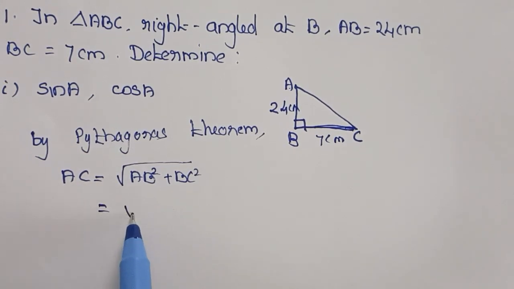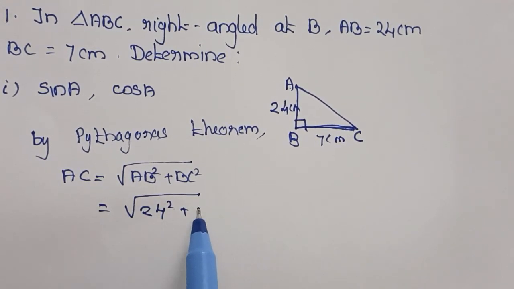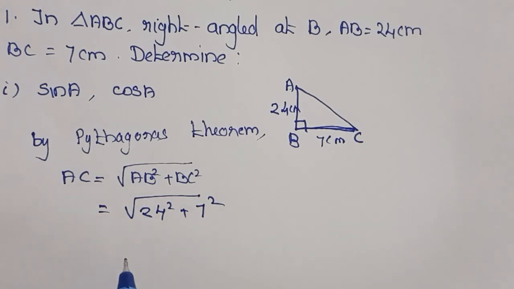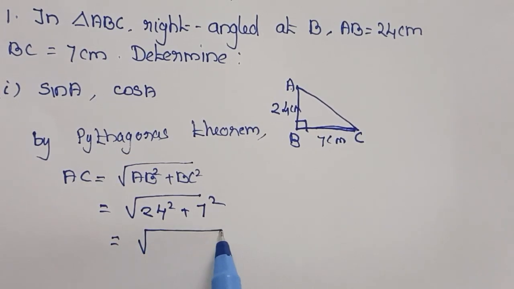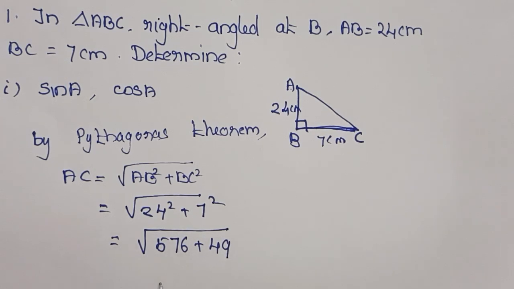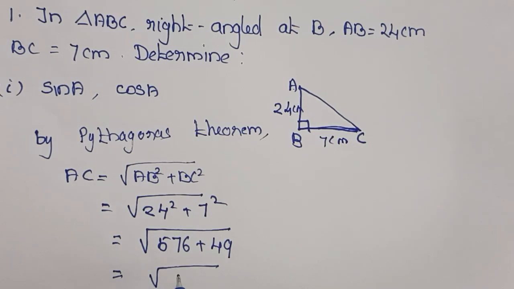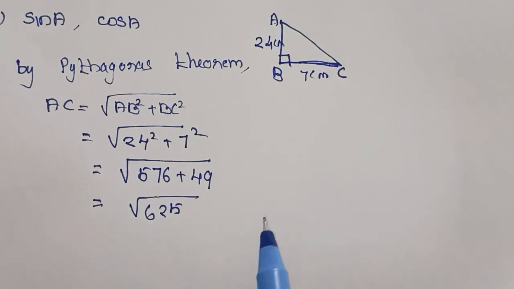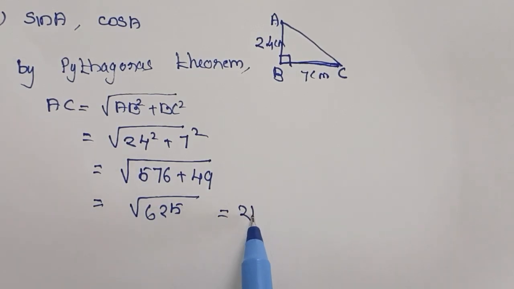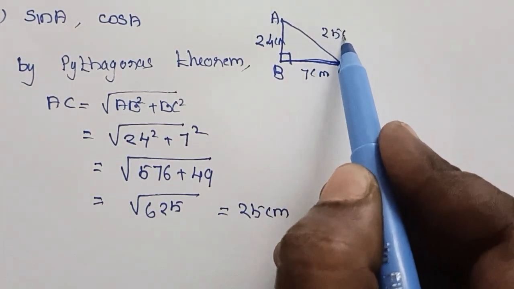AB square equals 24 square, plus BC square equals 7 square. 24 square we know is 576, isn't it? 24 into 24, that is 576, plus 49. When you add, you get 625. Square root of 625 equals 25. Therefore, we get AC equal to 25 centimeters.